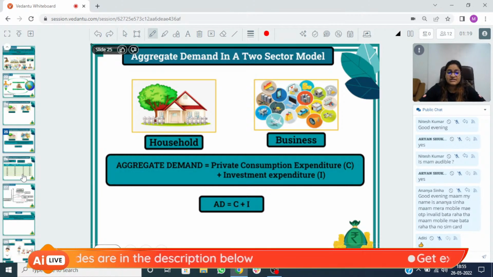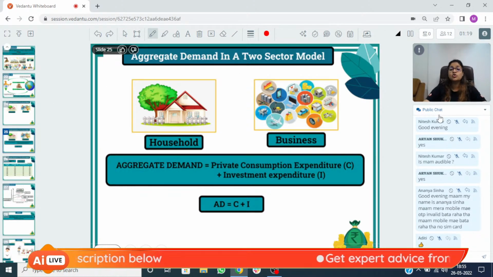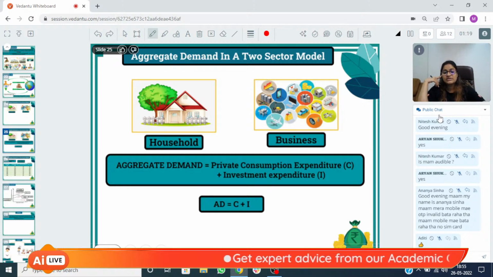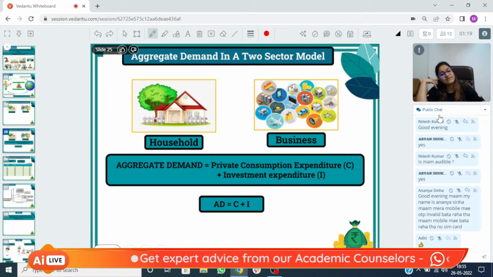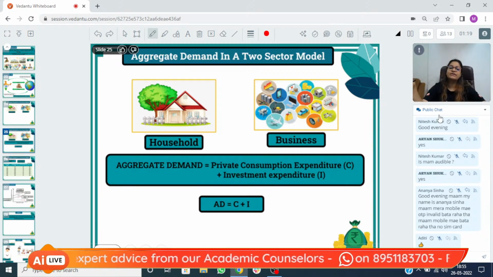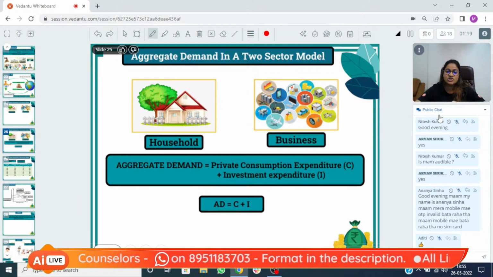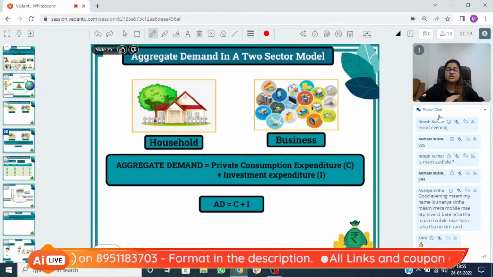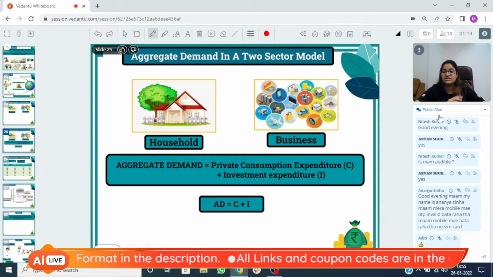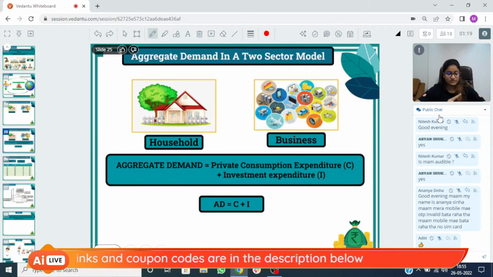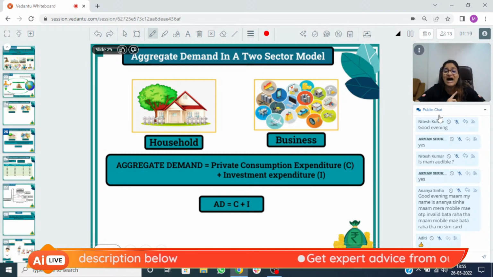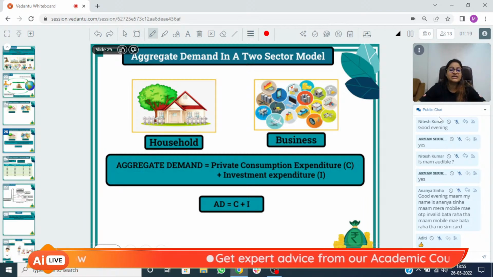Now, in our syllabus, we have aggregate demand in a two-sector model. So, which will be the two-sector model? Household and business. So, aggregate demand will be equal to private consumption expenditure of the household plus investment expenditure by the business. So generally the formula of aggregate demand is what? C plus I plus G plus X minus M. But in our syllabus we have two sector model. So what will be the formula for our aggregate demand? C plus I. What will be aggregate demand? C plus I. Correct everyone?